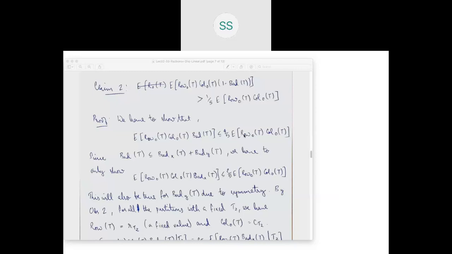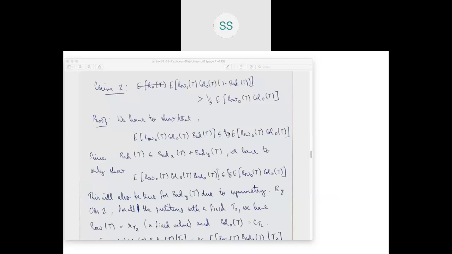Now, bad t is an indicator random variable that says whether t is bad. T is bad if it is either x bad or y bad. And we have the corresponding indicator random variables bad xt and bad yt. So bad t is 1 if this is 1 or this is 1. So we can write it like this. If both of them are 1 also, this is 1. If either one of them is 1, this is also 1.